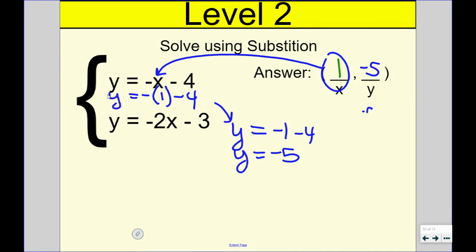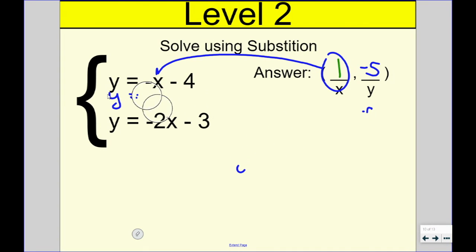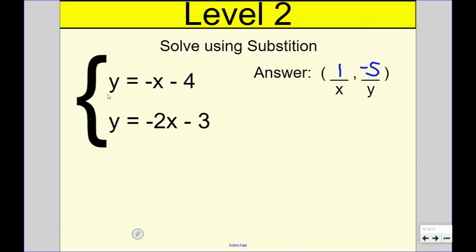We need to check if this is the solution. If this is the solution, that means these points work in both equations. So we need to double check that when x is 1 and y is -5, that is true for both of these equations. We already did it on the first one.